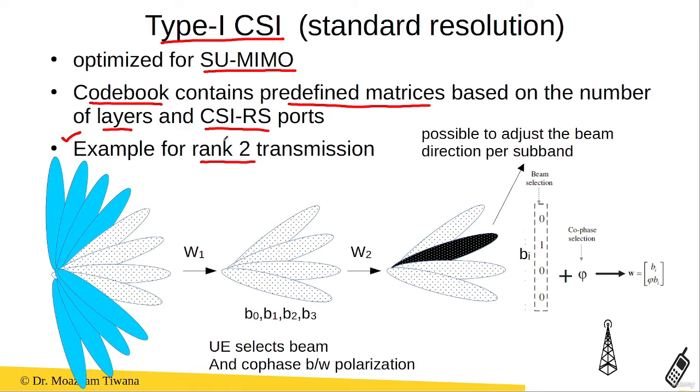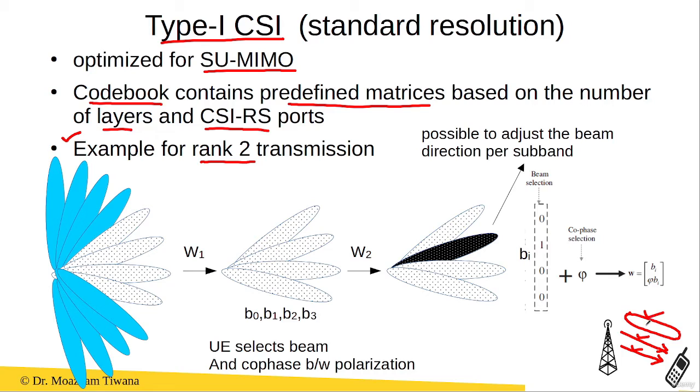Now, first of all, what is rank? Rank indicates the number of layers that are being used for the MIMO transmission. Rank 2 means that two layers are being used from the gNB to the user equipment. And we know that a single beam has two polarizations and each polarization can carry a layer. So this means that these two layers can be carried on a single beam.